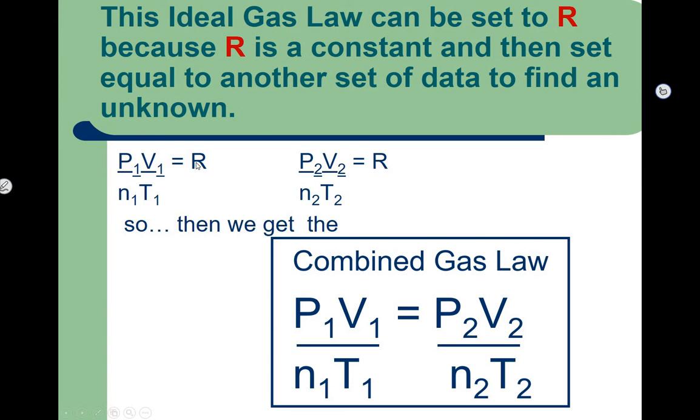So all we've done is taken the ideal gas law and solved it for R, and then set the two R's equal to each other. Everybody okay with that? Now, that's a lot of knowns. You would need to know 7 things to find one thing here, right?